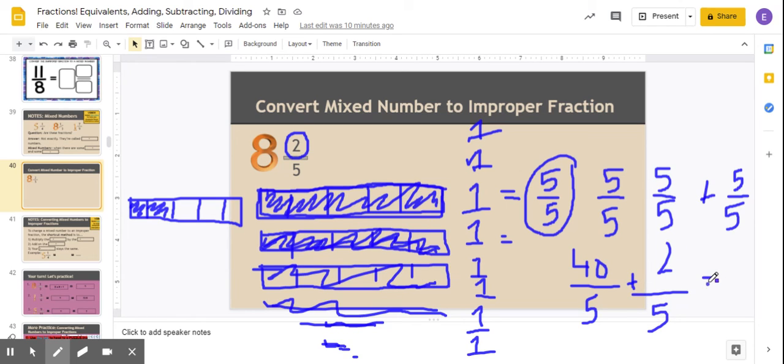And when we add those together, since they already have a common denominator, we can just add straight across and we end up with 42/5. Okay, so we've taken our mixed number, we've chopped the wholes into the denominator size slice, we filled in 8 wholes, and then we've added on the remaining leftovers.